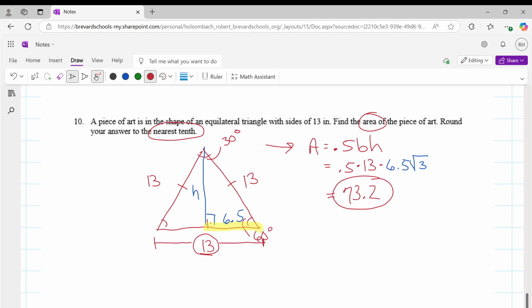All right, does anybody have any questions? Yes. All right, please use the rest of the period to be academically productive, whether it's in this class or in one of your other classes.